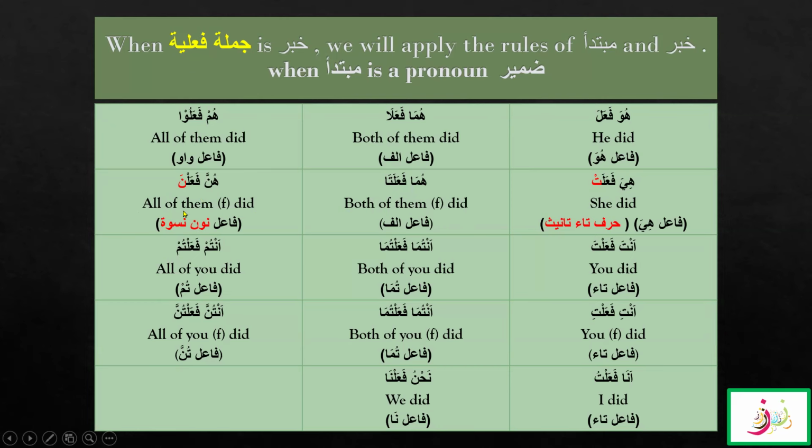This is a fi'l and it is called nun niswa. Anta fa'alta, again a jumla ismiya, here it is mubtada and this is khabar, and the khabar is a jumla fi'liyya. Antuma fa'altuma, again mubtada and khabar. Antum fa'altum, mubtada and khabar. Anti fa'alti, mubtada and khabar. The mubtada is a pronoun here, and fa'alti is a jumla fi'liyya. Antunna fa'altunna, mubtada and khabar. Ana fa'altu, mubtada and khabar. Nahnu fa'alna, mubtada and khabar.